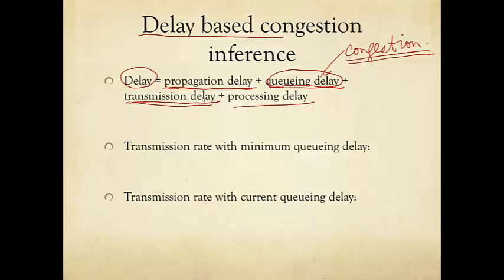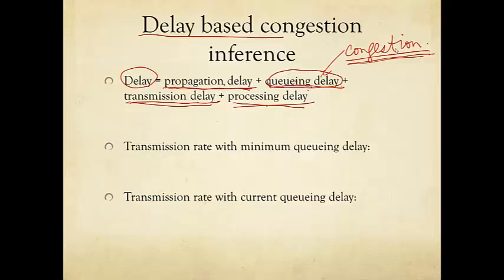Then there's the transmission delay, because a packet is of finite size, so starting from transmitting the first bit to the last bit takes some time. Finally, there's processing delay, for example, looking up the forwarding table. Usually, we say the transmission and processing delay are relatively insignificant compared to a long-distance propagation delay and the possibility of congestion-induced queuing delay.